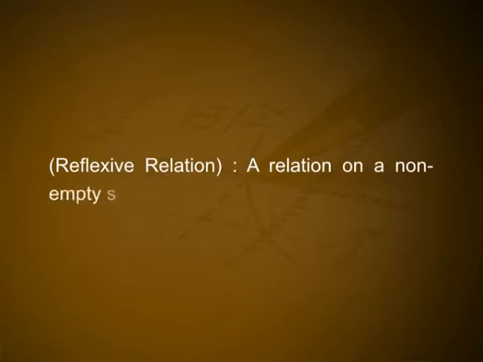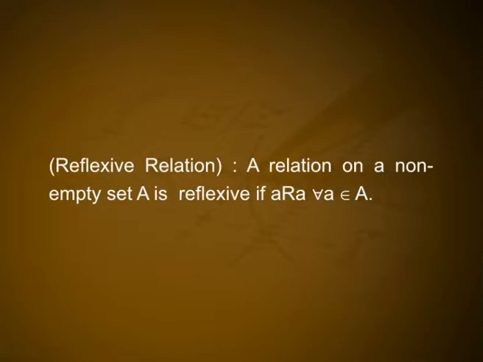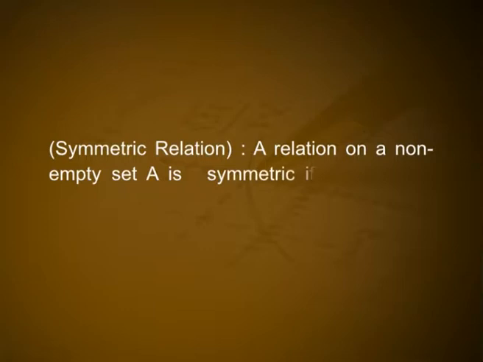A relation on a non-empty set A is reflexive if a is related to a for every a belongs to A. The corresponding table will have a check mark along the main diagonal. Next, symmetric relation. A relation on a non-empty set A is symmetric if a related to b implies b related to a, where a, b belong to A. The corresponding table will be symmetric about the main diagonal.